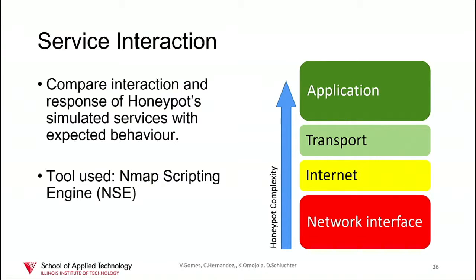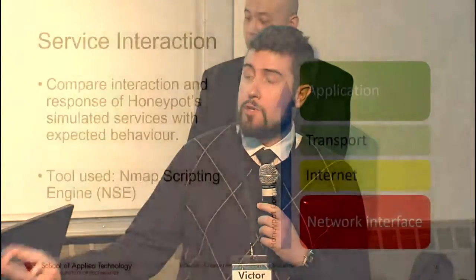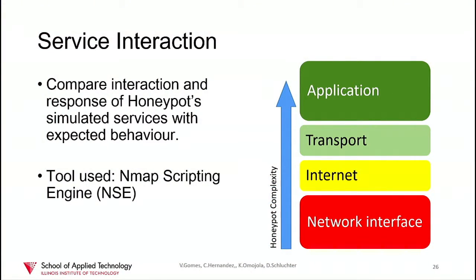Those low interaction honeypots are really based on the transport, internet, and network interface layers. So they have modeled behavior for network interactions with those layers. And in this technique, we're going to use application layer interactions to try to fingerprint those honeypots.